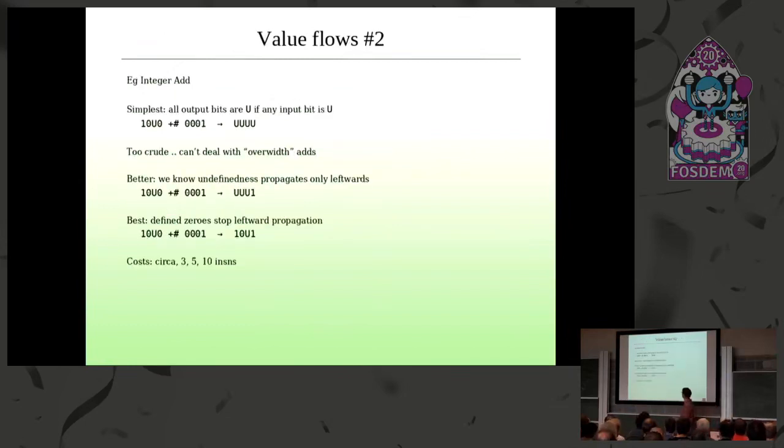So here's a good example. This is integer addition. And I have this running example where I'm adding 1, 0, undefined 0 to 0, 0, 0, 1. And there's three potential options we could take here. The simplest is just to say if any input bit is undefined, then the whole output is undefined. So that's what the first line shows you.